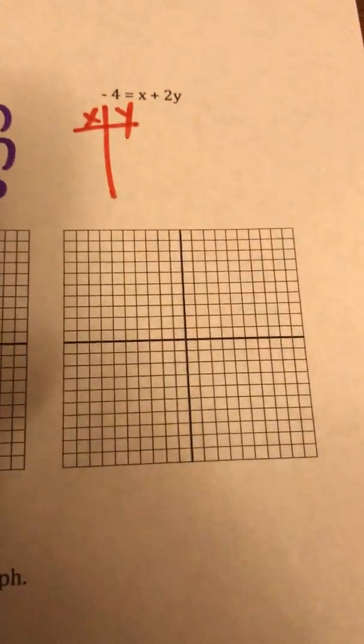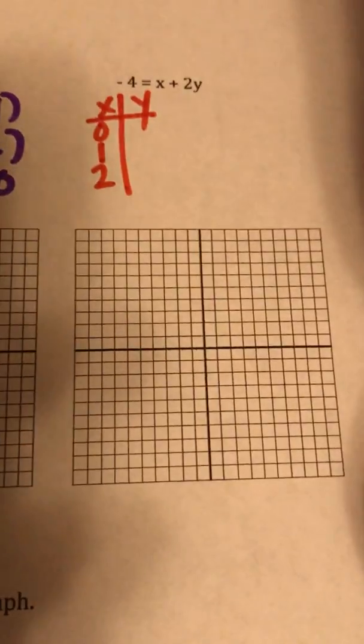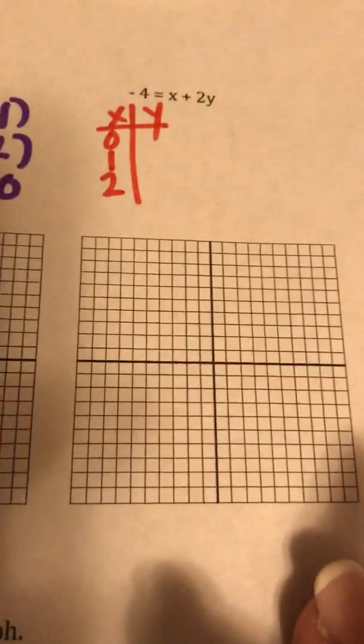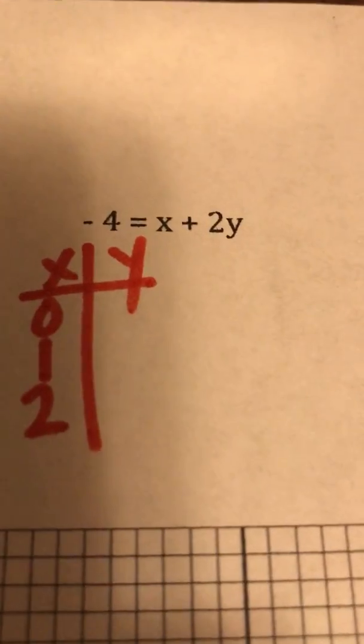So we're making our table with x and y. I'm just going to stick with 0, 1, and 2 because I'm kind of partial to them today. So first one, we have x value is 0. So I'm going to go down here. My equation is negative 4 equals x plus 2y. So negative 4 equals, my x value is going to be 0 plus 2y.